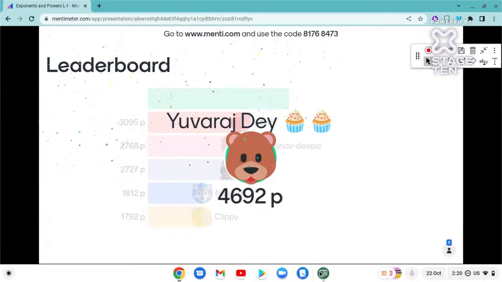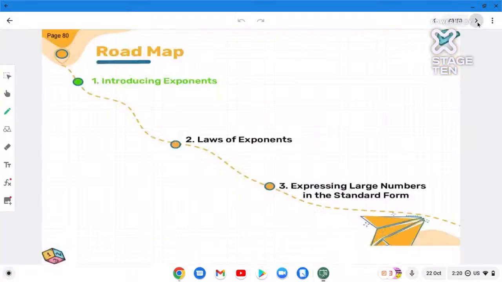That's very good. So yes, students, with that we have completed our today's session. Already we learned what exponents are. In our next session, we're going to study the laws of exponents and the standard form.